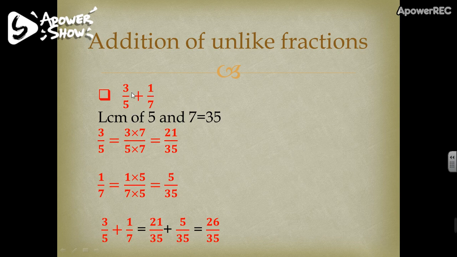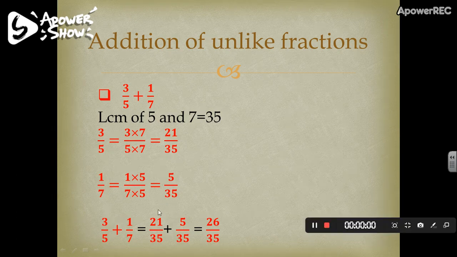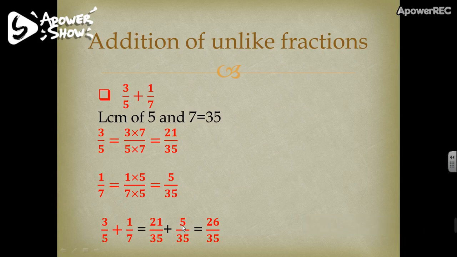Instead of adding these two fractions, we are now adding the equivalent fractions of 3 by 5 and 1 by 7. So 3 by 5 is equal to 21 by 35, and 1 by 7 is equal to 5 by 35. So we are adding 3 by 5 and 1 by 7. So 3 by 5 plus 1 by 7 equals 21 by 35 plus 5 by 35.